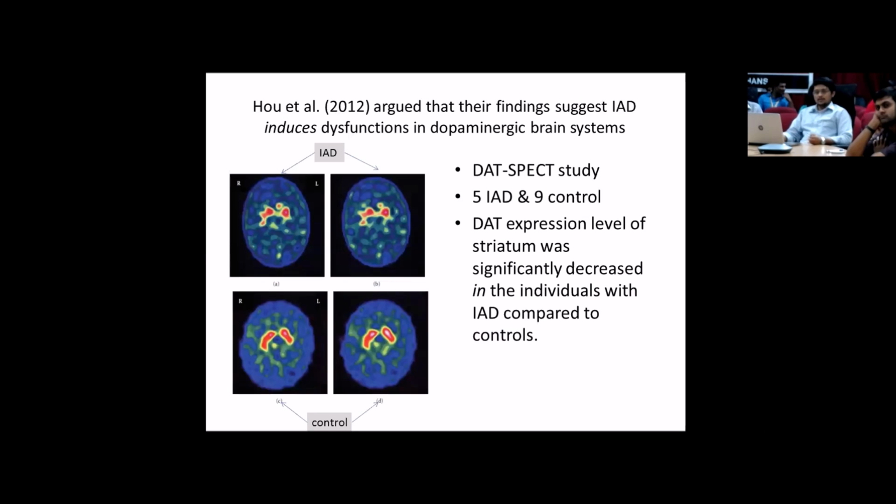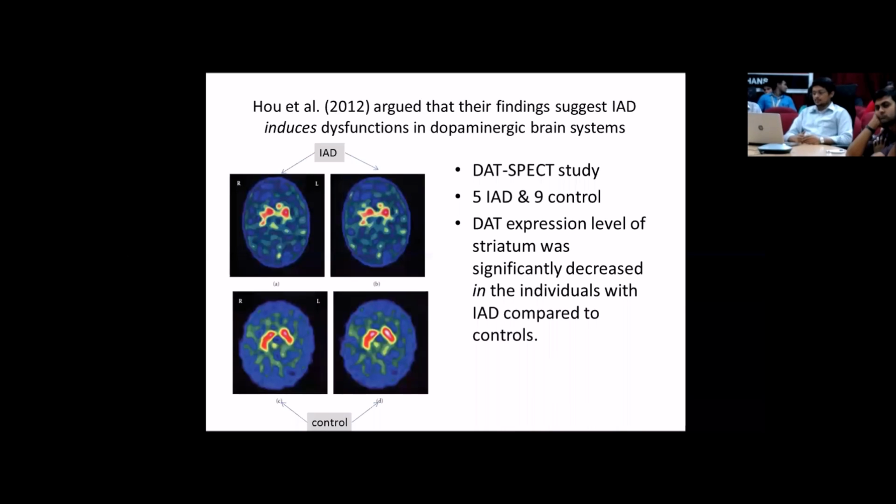This is one of the studies which used dopamine transporter SPECT imaging, with a very small sample size. What it shows, the top row is the internet addicted individuals and the bottom row is the control. As you can see, the orange, red and yellow colors in the center of the brain would be the striatum and the expression of the dopamine transporter levels. They reported that dopamine transporter levels were less in the internet addicted individuals and more in the controls.